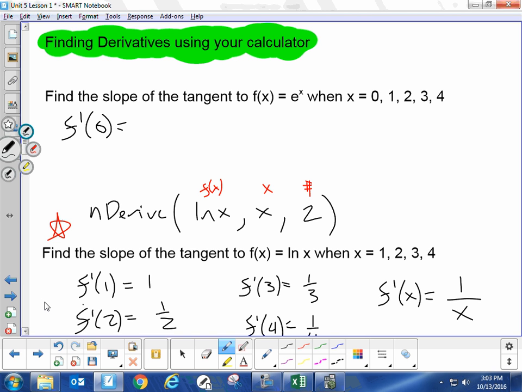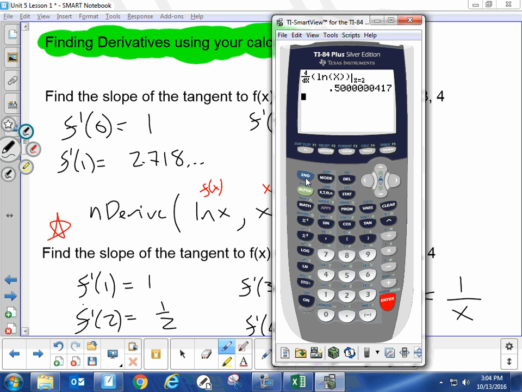What do we get for f prime of 0? 1. What was f prime of 1? It ended up being 2.718, right? What do we get for f prime of 2? We ended up getting e squared. How did you know it was e squared? It's kind of like guessed, right? Your calculator didn't give it to you, did it?